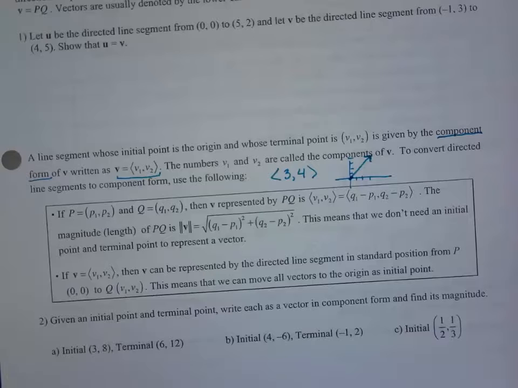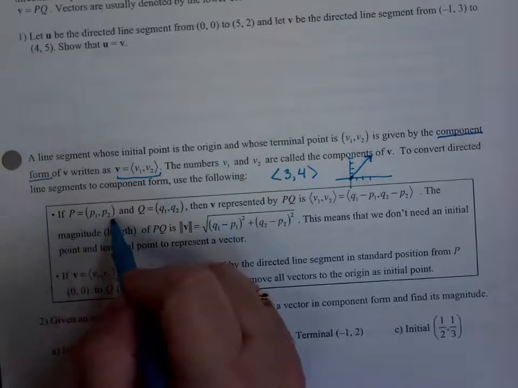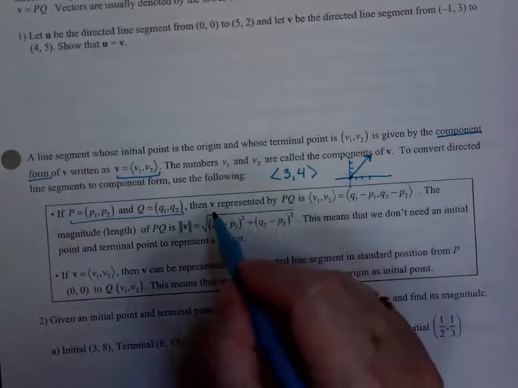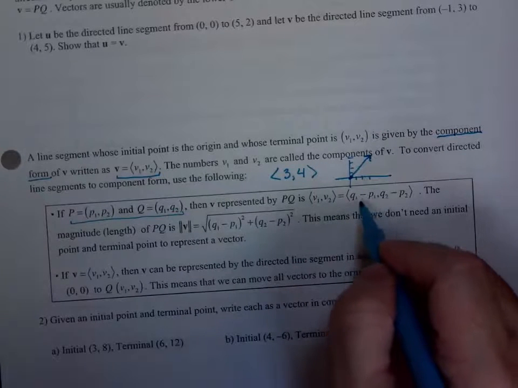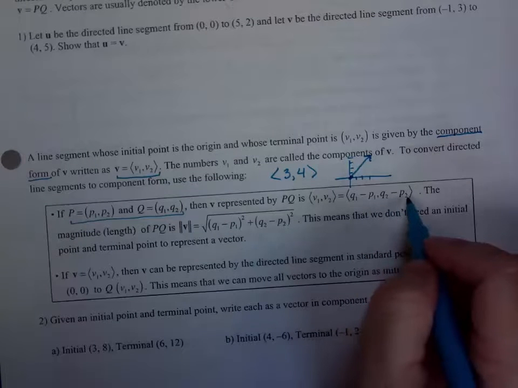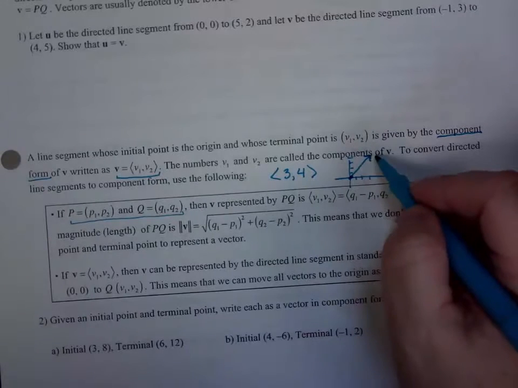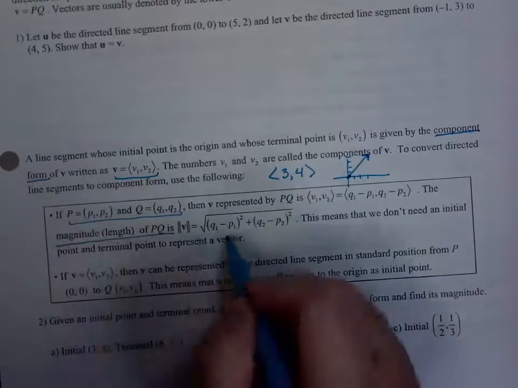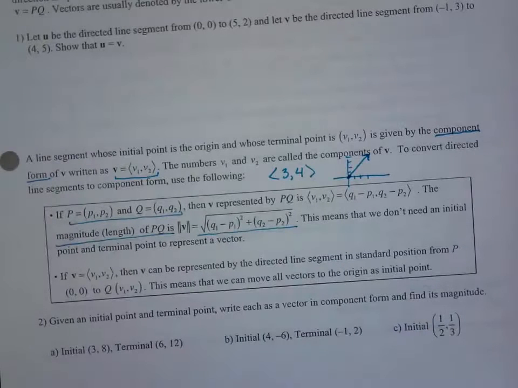So what we're going to be talking about first is how to take two ordered pairs that describe a vector someplace else and move them down to the origin. Okay? Move them down to where the initial point is at 0, 0. So it tells you that if one point of a vector is P1, P2, this is the initial point, and Q1, Q2 is the terminal point, then the component form is written by subtracting Q1 minus P1 and then subtracting Q2 minus P2. So it's the arrow minus the dot in simple terms, the arrow minus the dot. And then the length of PQ is the square root of the component subtracted squared plus the component subtracted squared. Okay? This means we do not need both an initial point and a terminal point to represent a vector.